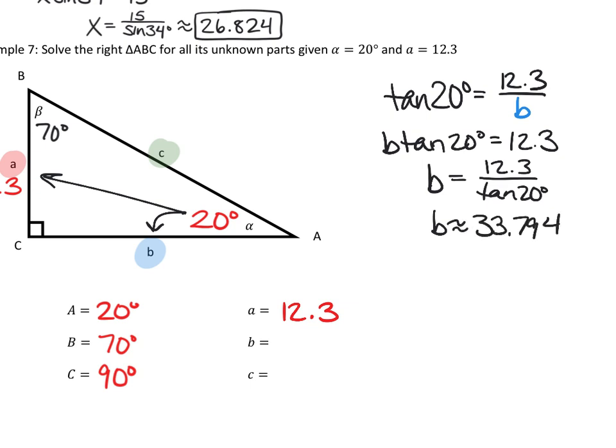We throw that into our calculator, and we'd get that B is approximately 33.794. Didn't tell you how to round, so if you round differently, that's fine. It's just the notes. So there we have side length B, 33.794.